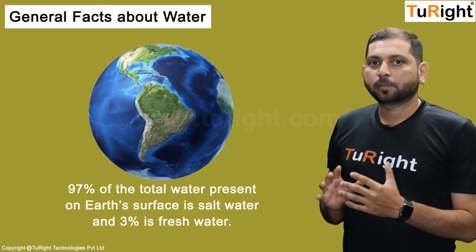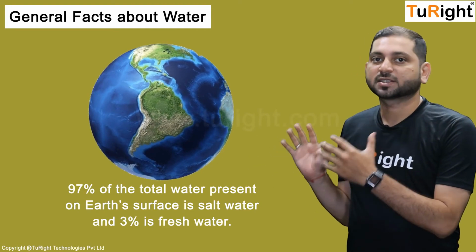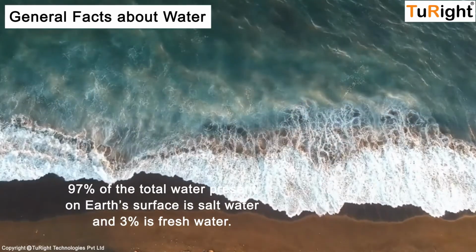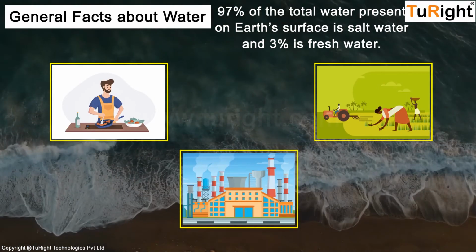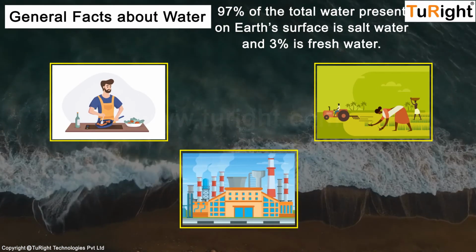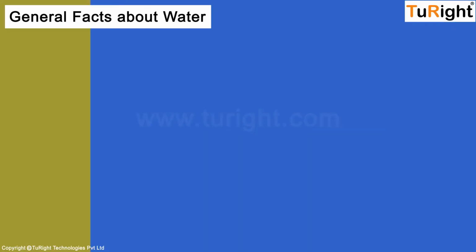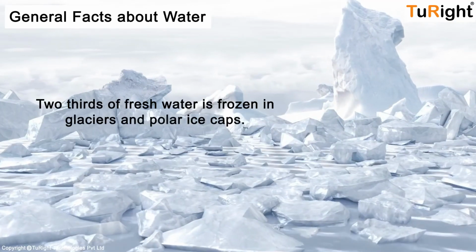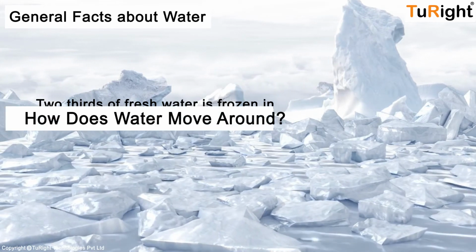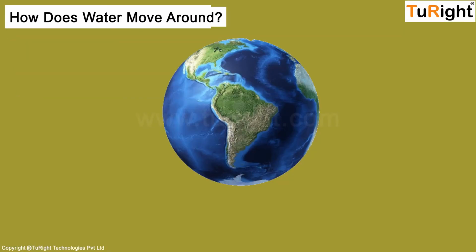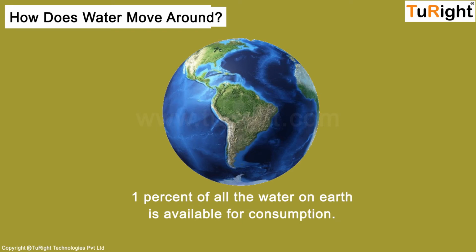97% of the water present on the Earth's surface is salt water. So it is not safe for household, agricultural, and industrial consumption. The remaining 3% is fresh water, 2/3 of which is frozen in glaciers and polar ice caps. That means roughly 1% of all the water on Earth is available for consumption.